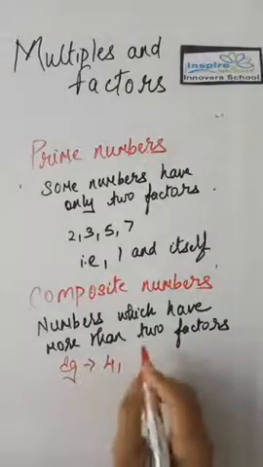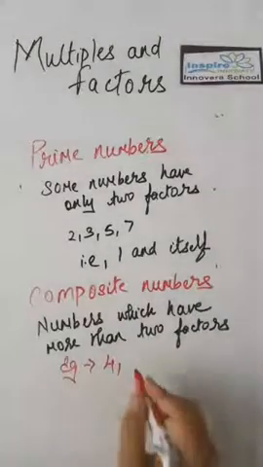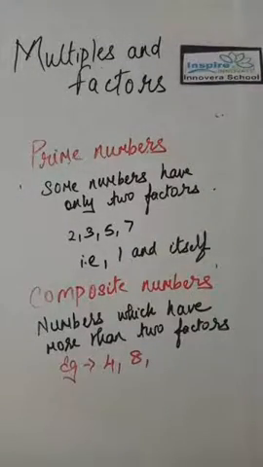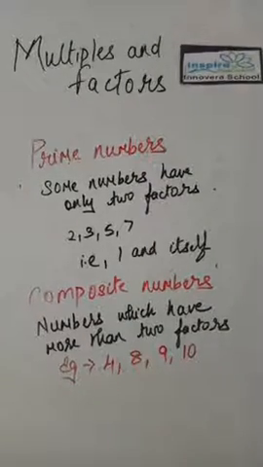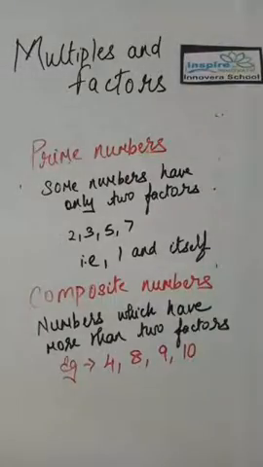For example, 4 has more than 2 factors. So 4 has 3 factors. 8 has 4 factors. Then 9, 10. We have seen till 10. So composite numbers, the numbers which have more than 2 factors, are 4, 8, 9, 10. And the prime numbers are what? The numbers which have only 2 factors are called prime numbers.